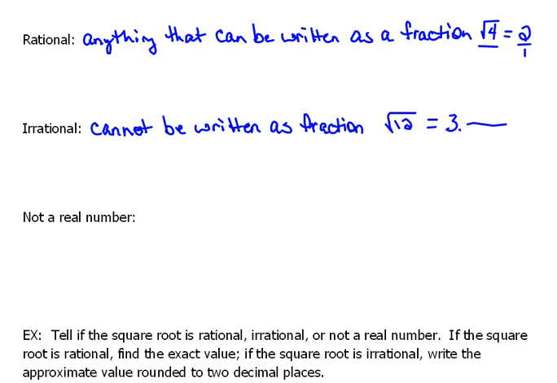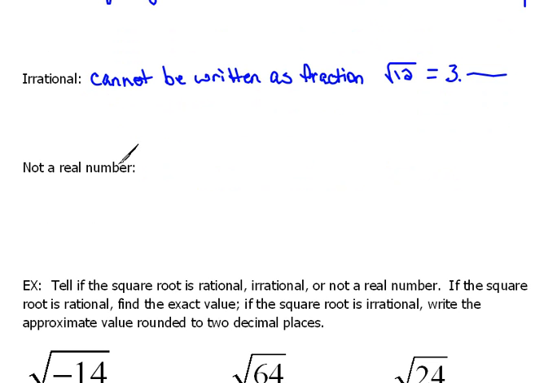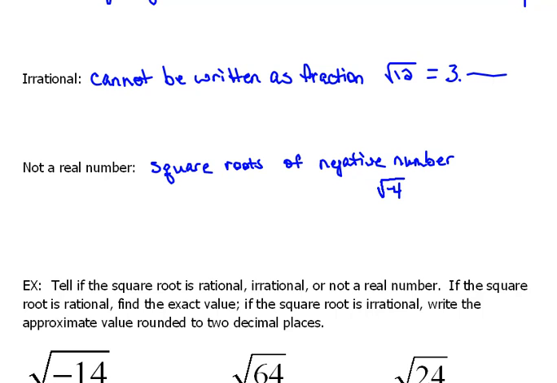Then lastly, we have our ones that are not real numbers. And that is basically square roots of negative numbers. Because just as we saw in our example a while ago, the square root of -4 is not something that we can do in our number system.